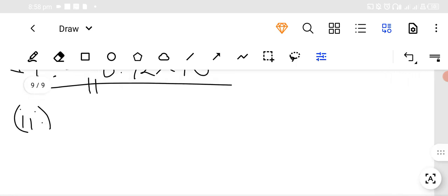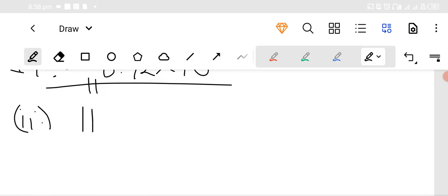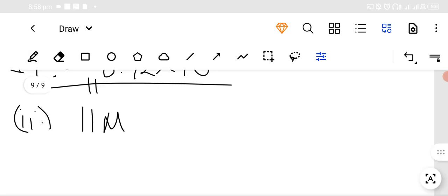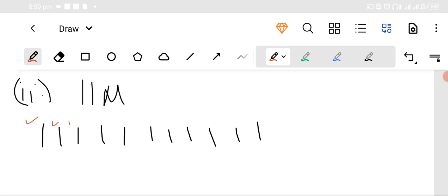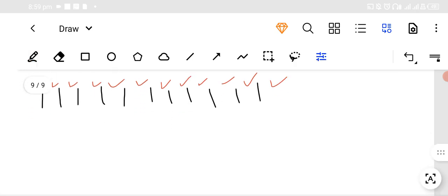So we have 11 women, 11 men, not 2 women together. If you are to arrange 11 men in a straight line, for example, let's use sticks: 1, 2, 3, 4, 5, 6, 7, 8, 9, 10, 11. 11 men. How many spaces are here? The spaces we have are 1, 2, 3, 4, 5, 6, 7, 8, 9, 10, 11, 12. 12 spaces.